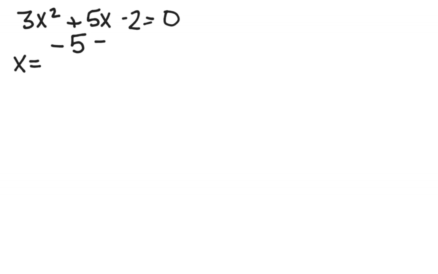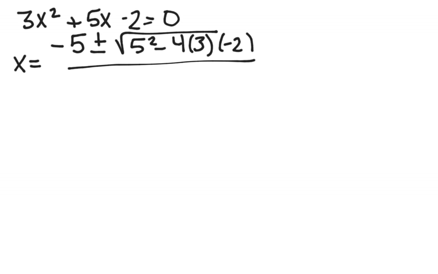Next example, we have 3x squared plus 5x minus 2, once again equal to 0. We're equal to 0. We can go right into our quadratic formula. Negative b, so that's going to be negative 5 plus or minus square root of that 5 squared minus 4 times a, which is 3, times c, which is negative 2, divided by 2 times a, which is 3.